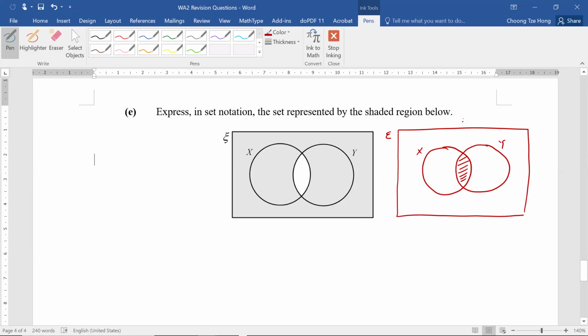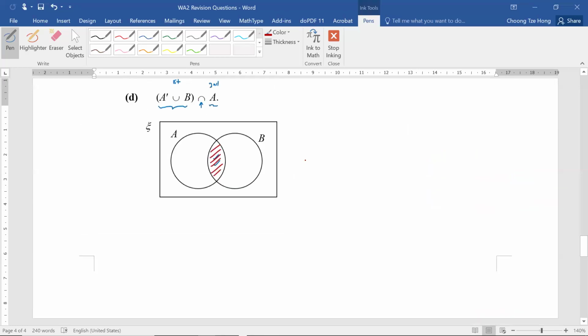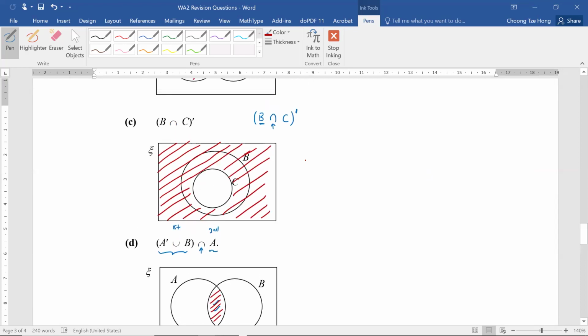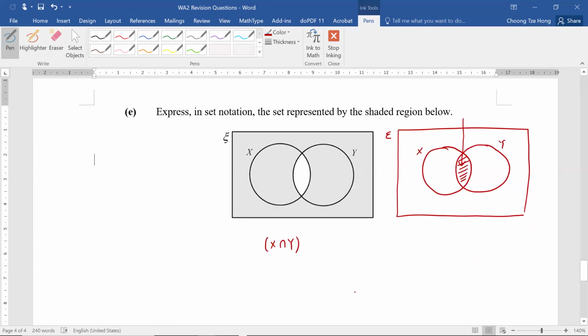So this part is actually what? We can actually obtain this part quite easily. If you were to write this part out in set notation, it's just going to be x intersect y, the intersection between x and y. But now in the question itself, we want everything except this shaded part. It's just like the question part C. At first I found B intersects C, then after that I shaded all the parts except B intersects C because it's a complement. So now the unshaded region is actually x intersect y.